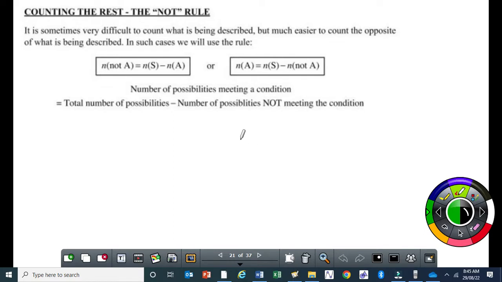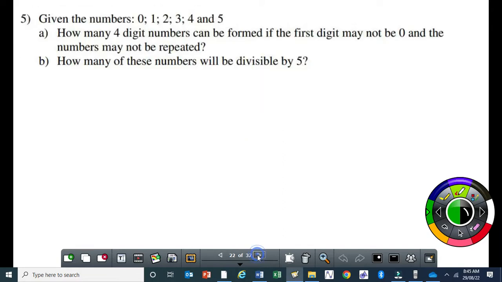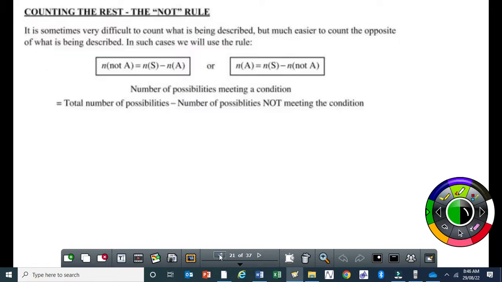Now, sometimes some questions on the counting principle are very difficult for you to count what's being described. In that case, we work more like backwards. What do I mean by that? Remember, I gave you this question so that you can try it out and apply what you understood. In order to do it, you probably need to know what I'm just going to share with you now.